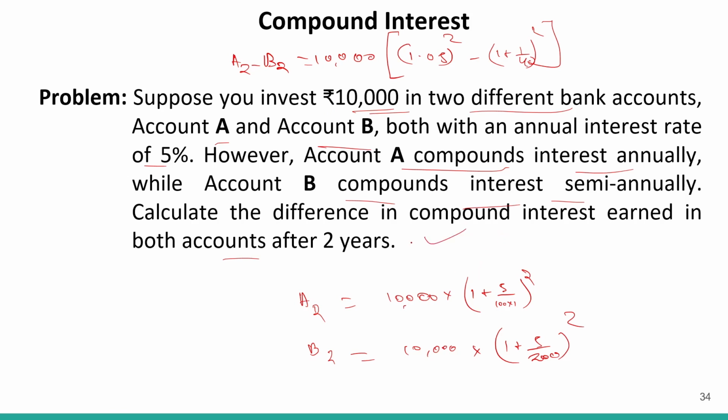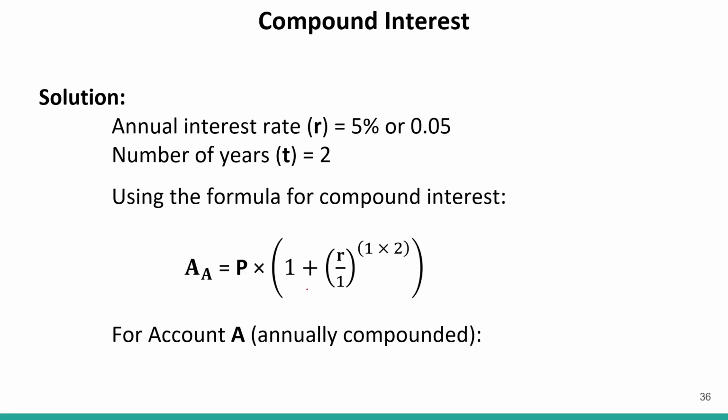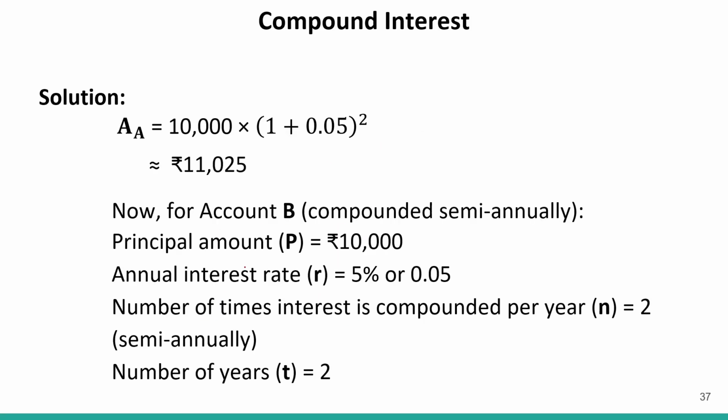years. So you must be wondering, but I have negated only the full amounts. Since both the amounts have 10,000 as common, it won't matter actually. It will also get cancelled out if we solve further. So account A is equal to what? Principal amount will be this much. So after this, what we can evaluate is AA. That will be 11,025 rupees.